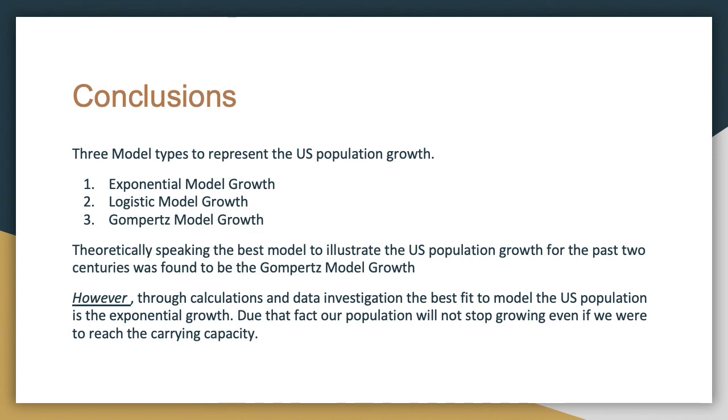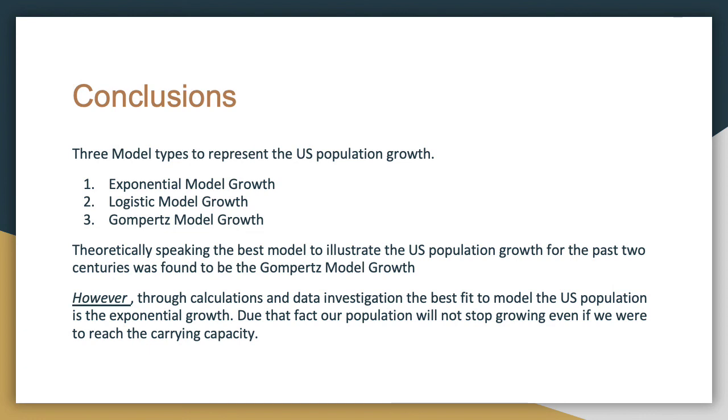To conclude, there were 3 different model types in order to represent the U.S. population growth. This includes the exponential model, the logistic model, and the Gompertz model. Theoretically speaking, the best model to illustrate the U.S. population growth for the past 2 centuries was found to be the Gompertz model of growth.